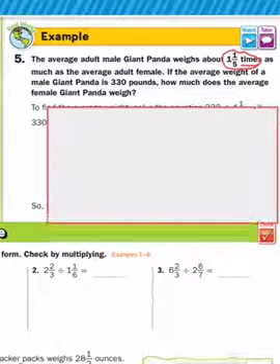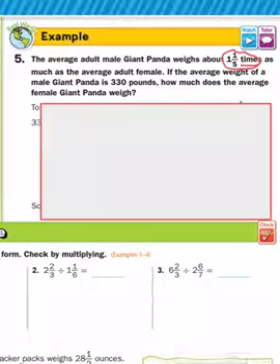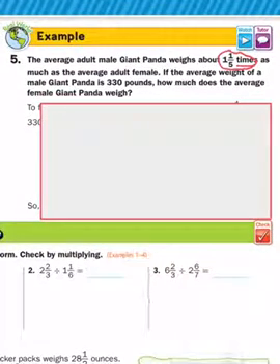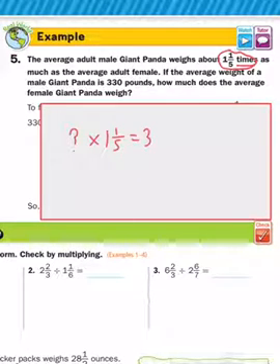So let me get my work spot. First off, the male is 1 1/5 times as much as the female. So the male, you've got to think, the male is bigger when we're talking about pandas. And a male is 330 pounds. And it says, how much does the average female panda weigh? So if you think of this, the weight of a female panda, which we don't know, is what we have to find out, but we do know a male is 1 1/5 times that. So if we multiply that unknown amount by 1 1/5, we should get the male's weight, which is 330 pounds.